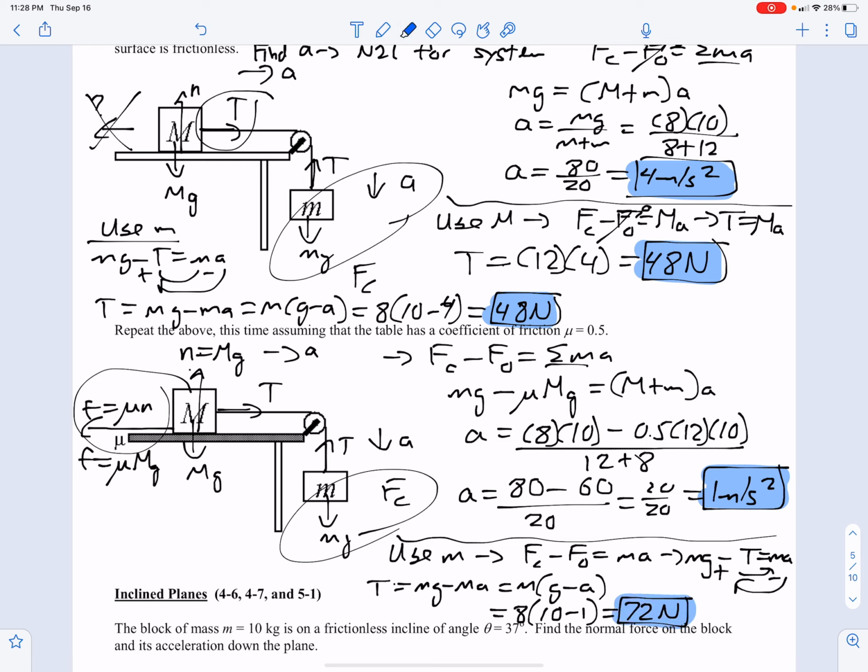Okay, now I'm not going to do it in this particular one, but had you chosen big M to accelerate to the right, you would have also gotten 72 newtons of tension on that one as well.